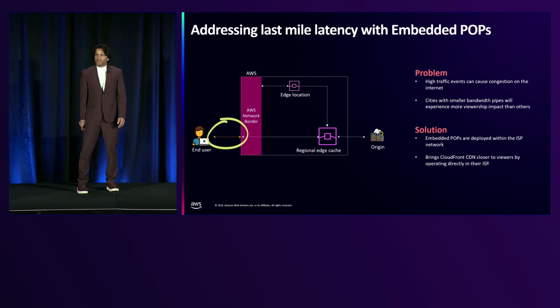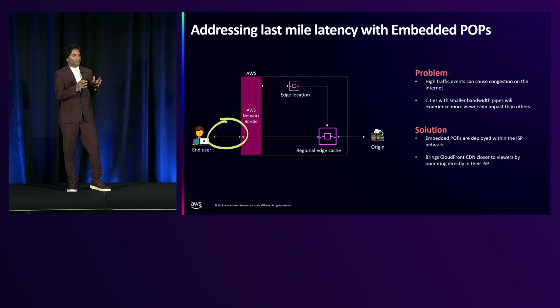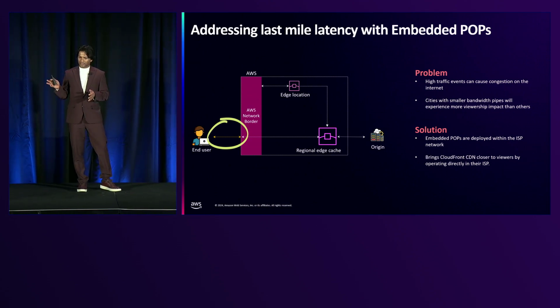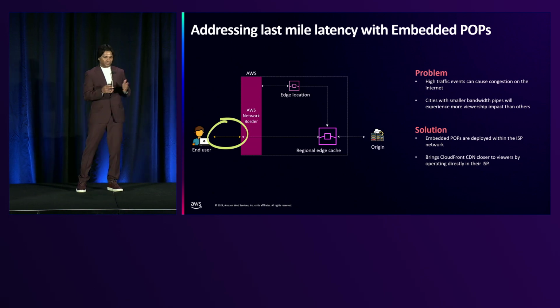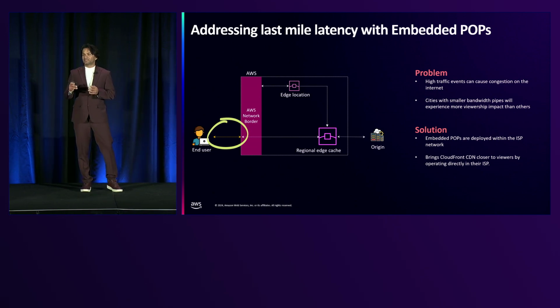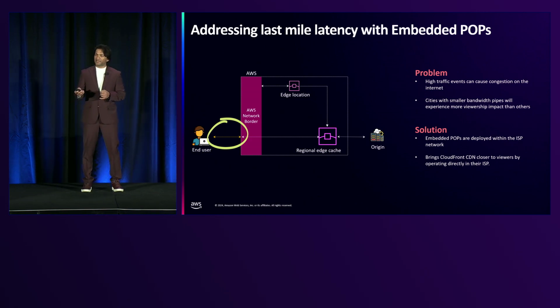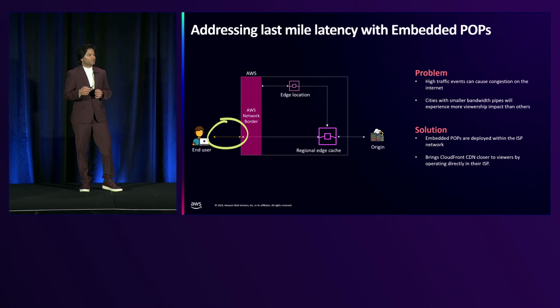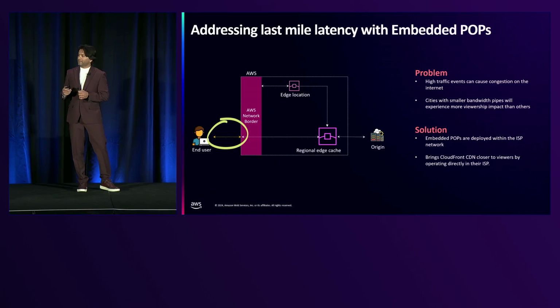So up to this point, we focused on optimizing performance at the edge. And then Sean covered how to optimize from CloudFront to origin. However, there's still a challenge with last mile latency, that segment between the end user and CloudFront. During high traffic events like the Olympics or UEFA, we've observed that some of the cities with smaller bandwidth pipes experience congestion, and that impacts the viewer experience.